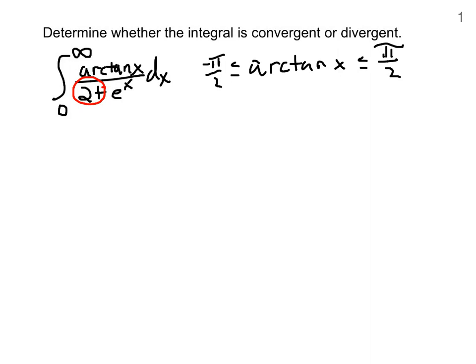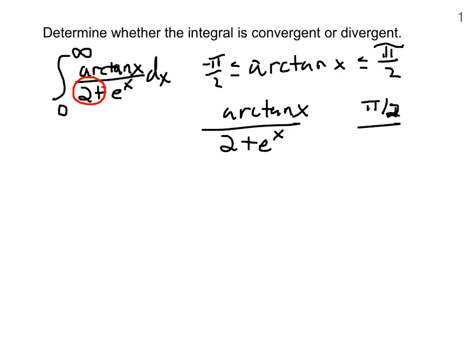And so what we're going to do is take our function and replace the arctan of x with pi over 2 and drop off the 2 from the denominator. And in turn, what we have obtained is a larger function. This function here is larger than our given function.